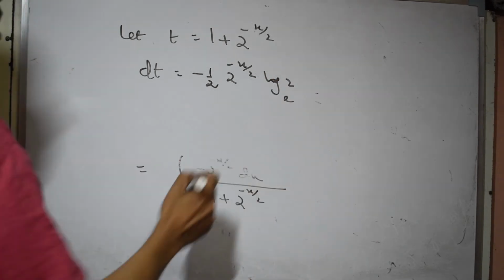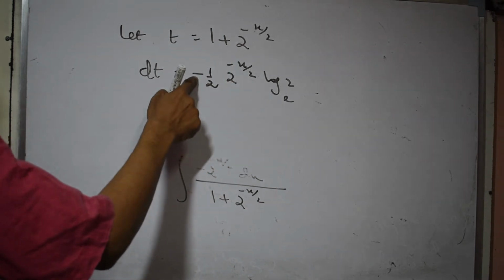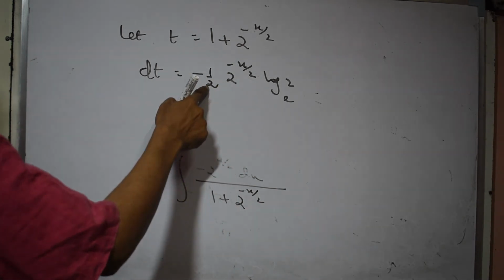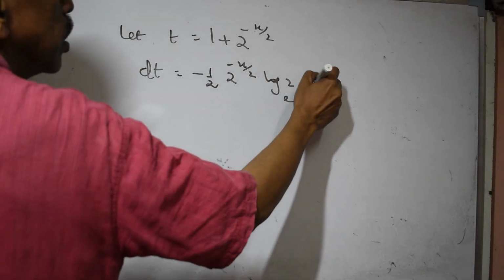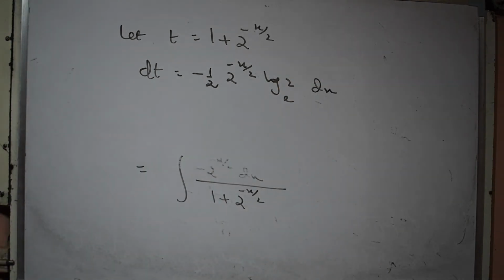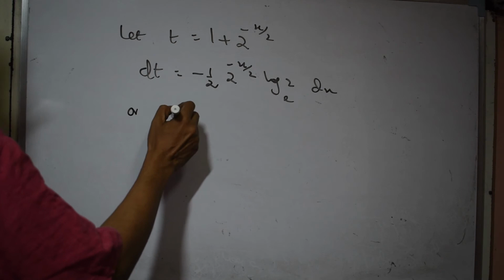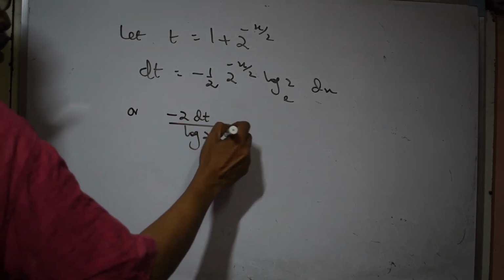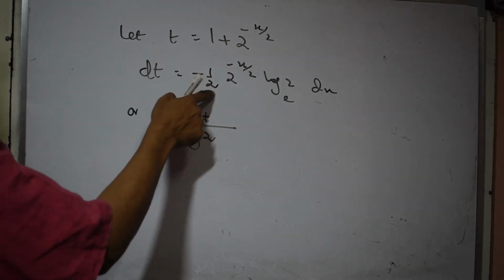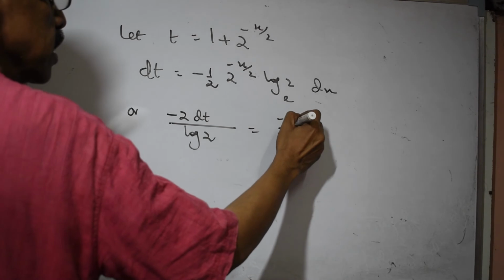This is the formula for a to the power x derivative. The derivative of a to the power x is a to the power x, but this is minus, that's why minus, and there is a half. That's why dt is minus half 2 to the power minus x by 2 into log 2 dx. The derivative of a to the power x is log a multiplied here. So we are finding 2 dt by log 2, minus this side, 2 to the power minus x by 2 dx.